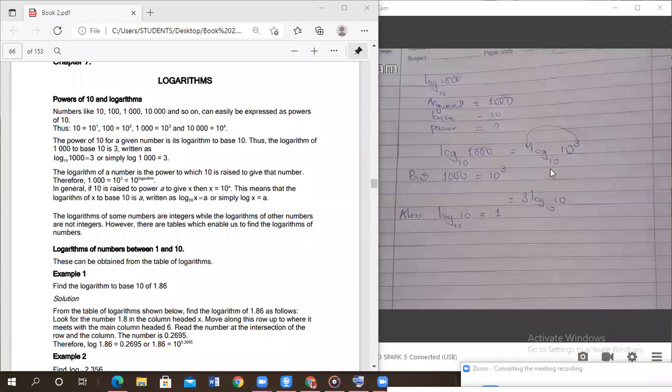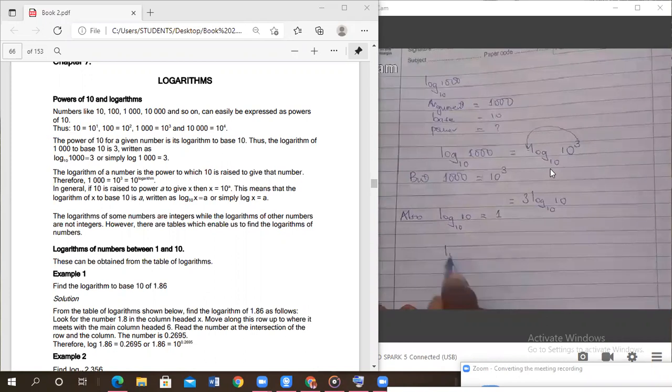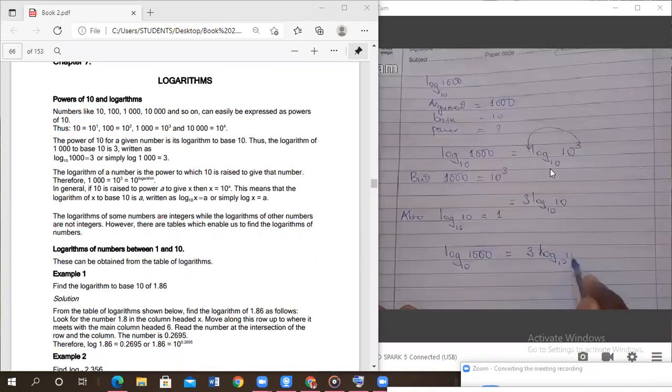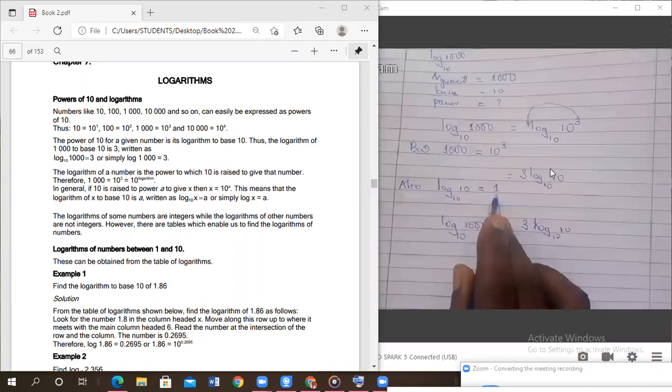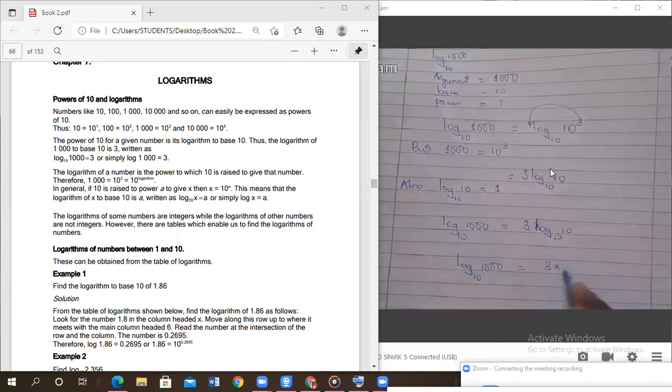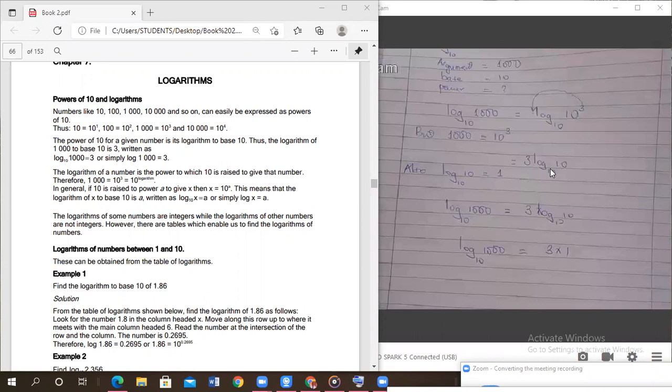Members, have you seen that? That's why now I can write log to base 10 of 1,000 as 3 times what? Because log to base 10 of 10, we said, is 1. So I can write log to base 10 of 1,000 is equal to 3 times 1, which will give us log of 1,000 is equal to what?